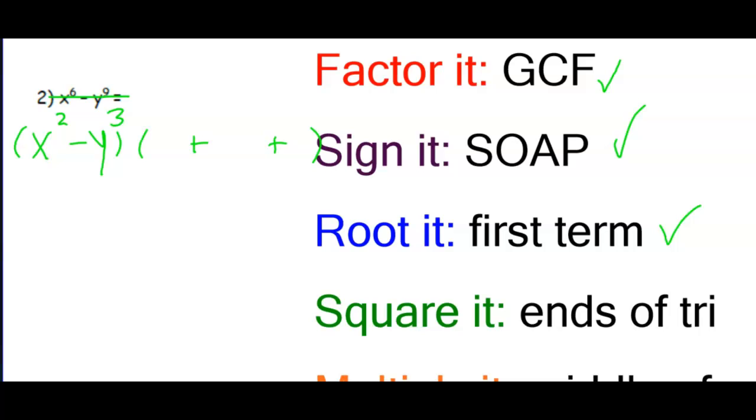Okay, so let's square it. What's going to be my first term of my trinomial? Awesome. Last term. Very good. Y to the 6. And then for the middle term, we just stick them together. So the middle term is x squared y cubed. And then that's all I can do. I can't do anything with this right here. There's no such thing as factoring a difference of a cube and a square.